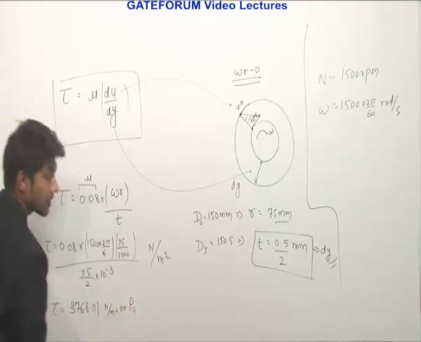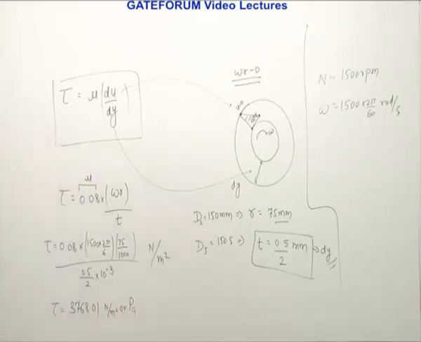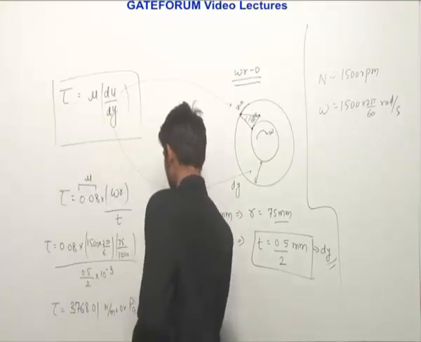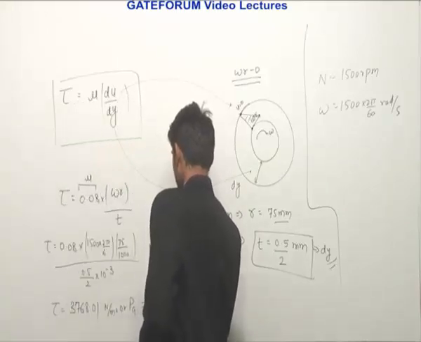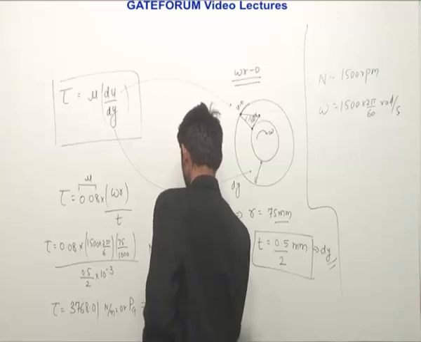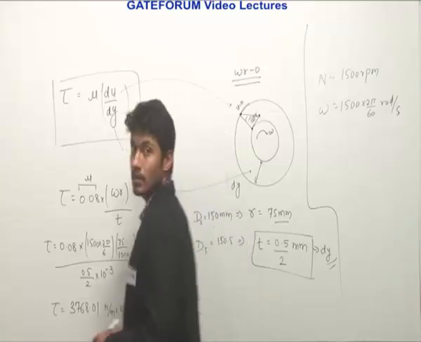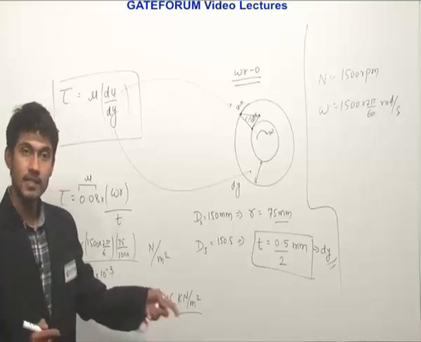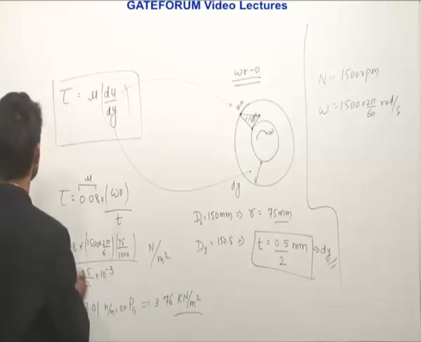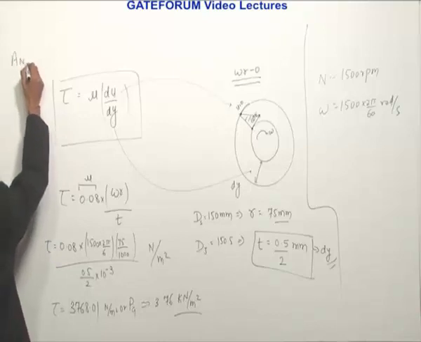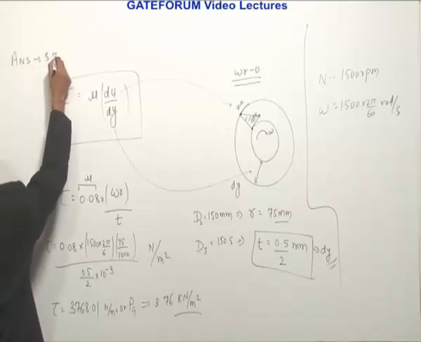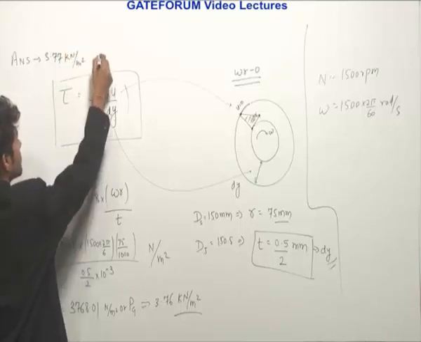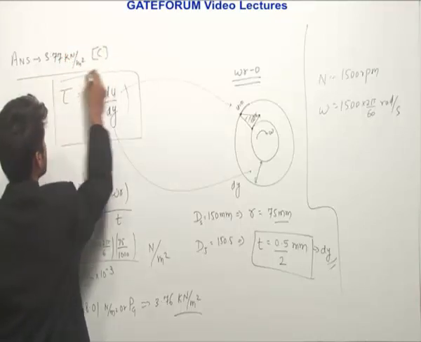So is there any option? The options are in kilonewton per meter square, so I can write it as 3.76 kilonewton per meter square. After solving, my final answer can be 3.77 kilonewton per meter square. So my answer I can write as 3.77 kilonewton per meter square. That is option number C.